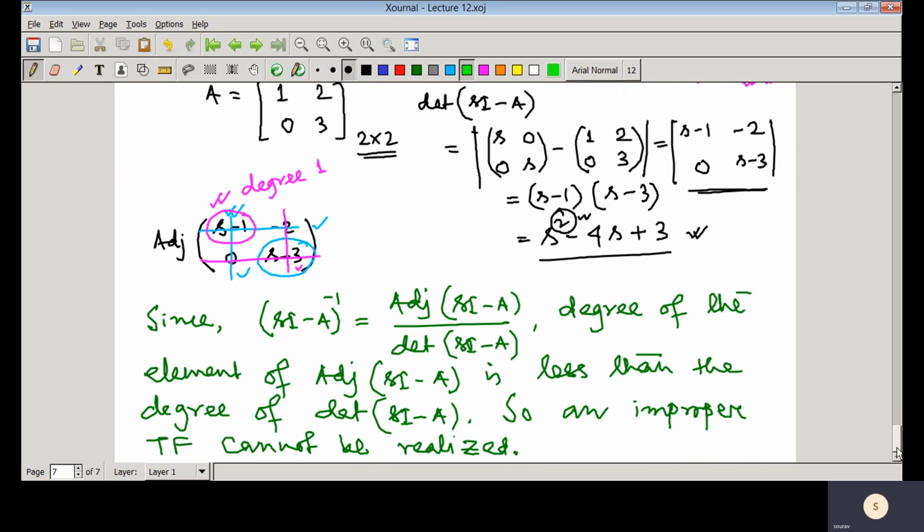Next day we will be discussing state space realization, and we will discuss how to linearize a state space model. Thank you.